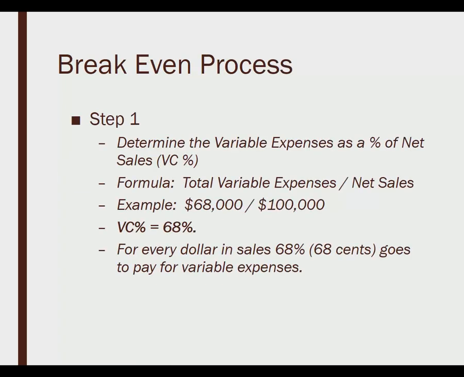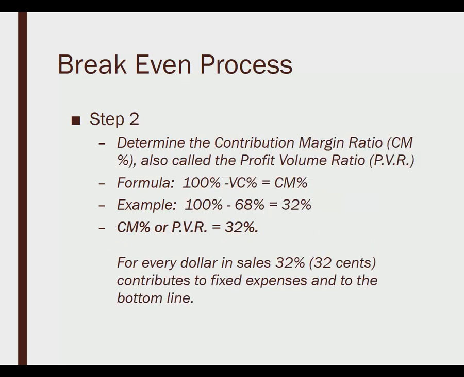So there's a few steps in our break-even process. Step 1 is to determine the variable expenses as a percentage of net sales. Okay, so our common size percentage for our total variable expenses. It would be our total variable expenses divided by our net sales. For example, if you had $68,000 in variable expenses and $100,000 in revenue, your variable cost percentage would be 68%. So really, for every dollar in sales, 68 cents is going to pay for your variable expenses. That's the way to also read that.